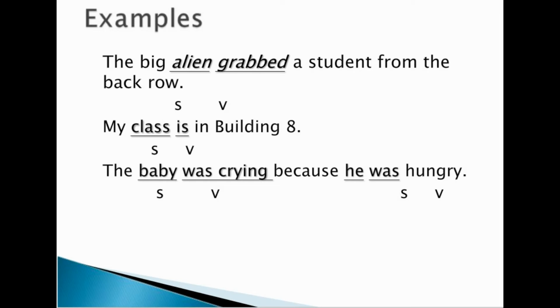Crying is an action verb. Who was crying? The baby. The baby is the subject. Was crying is a two-part verb. Also, we have another subject and another verb. Was is a linking verb. Who was hungry? He was hungry. Therefore, in this sentence, we have two subjects, baby and he, and two different verbs, was crying and was.